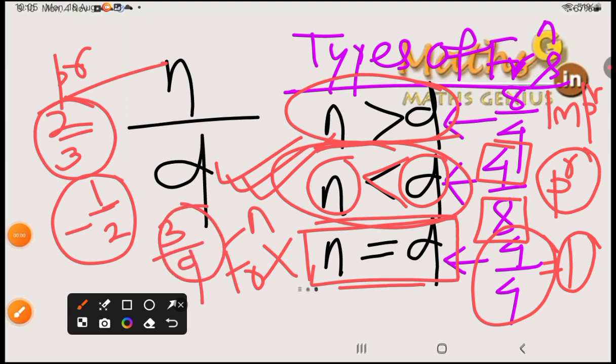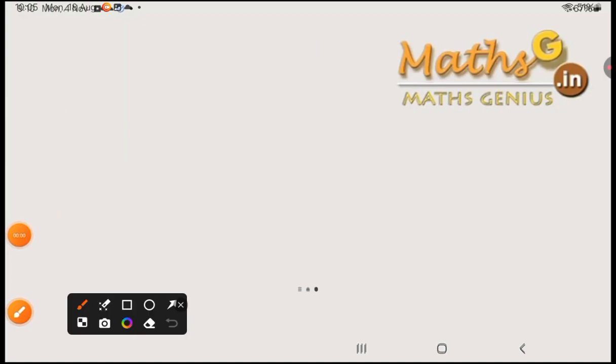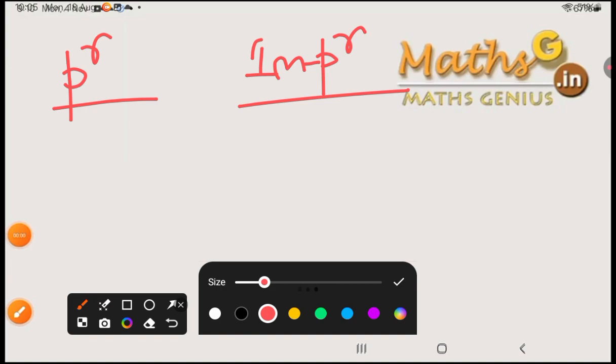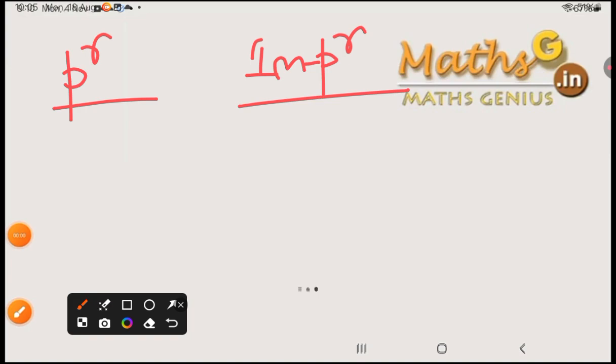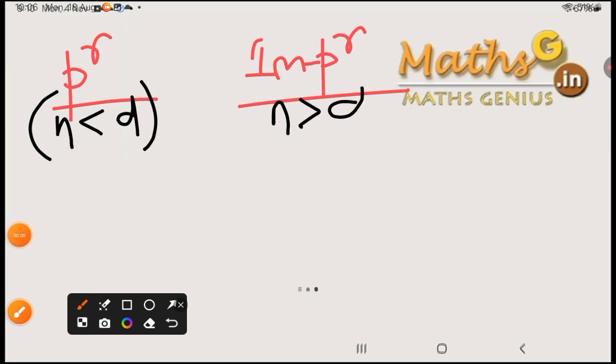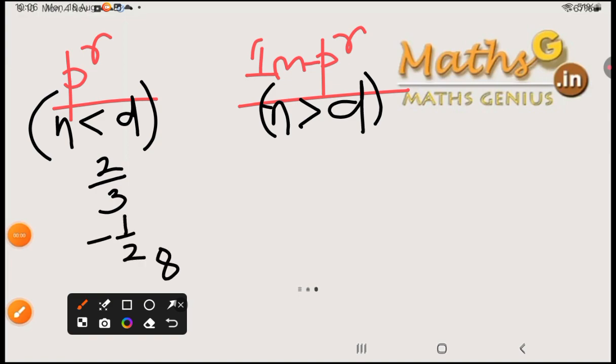And what are the examples of improper fractions? So, let us do it. We were writing proper fractions and improper fractions. As we discussed, who are the proper fractions? Where the numerator is lesser than the denominator, they are the proper fractions. Who are improper fractions? Where the numerator is greater than the denominator, they are the improper fractions. Example, we just wrote 2 by 3, minus 1 by 2, 8 by 9 also is a proper fraction.